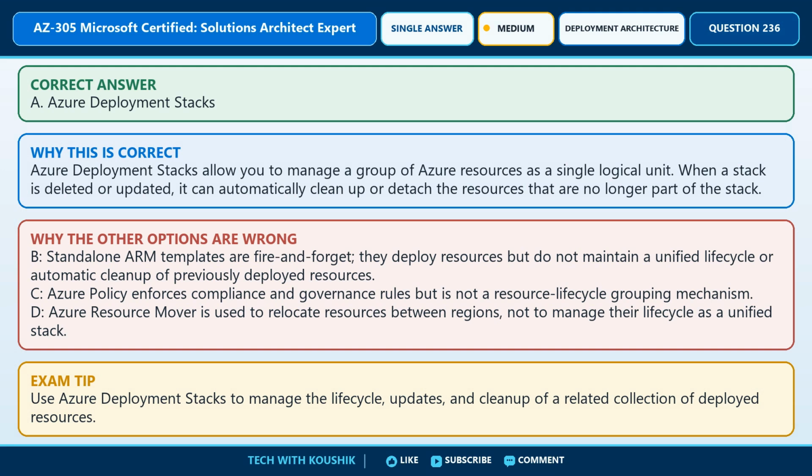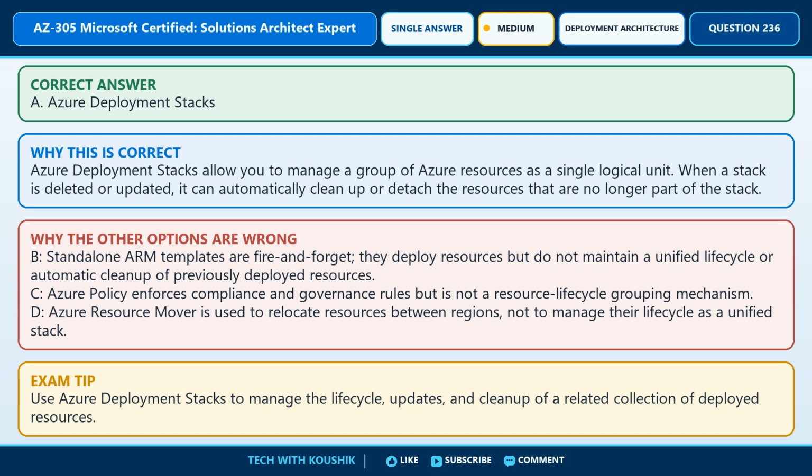This is correct because Azure Deployment Stacks allow you to manage a group of Azure resources as a single logical unit. When a stack is deleted or updated, it can automatically clean up or detach the resources that are no longer part of the stack. The remaining options are incorrect because B, standalone ARM templates are fire and forget. They deploy resources but do not maintain a unified lifecycle or automatic cleanup of previously deployed resources. C, Azure Policy enforces compliance and governance rules, but is not a resource lifecycle grouping mechanism. D, Azure Resource Mover is used to relocate resources between regions, not to manage their lifecycle as a unified stack.